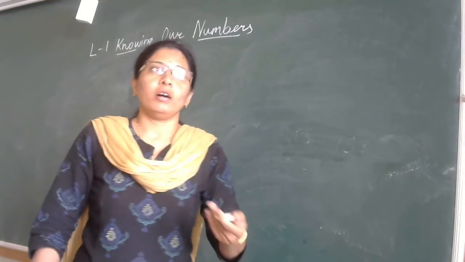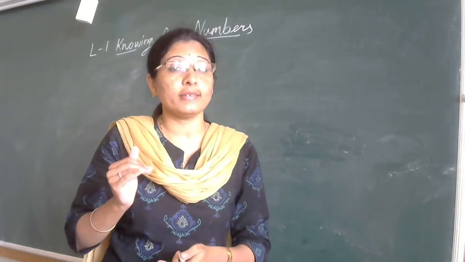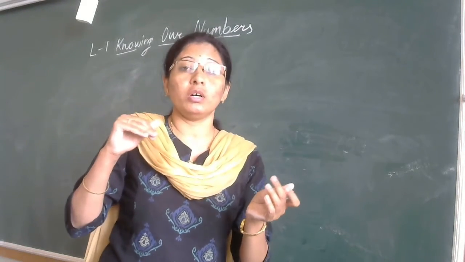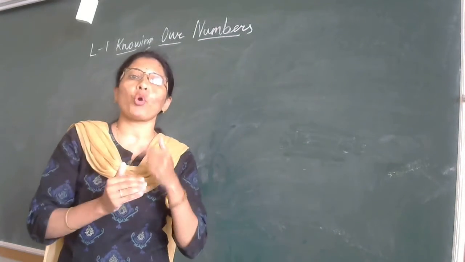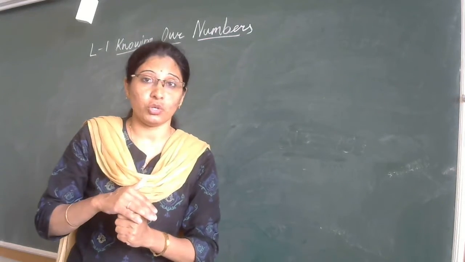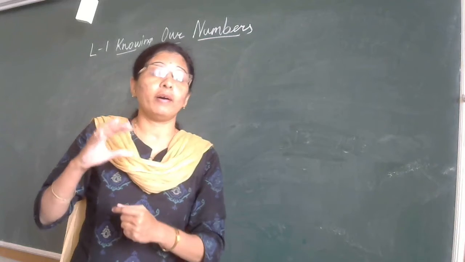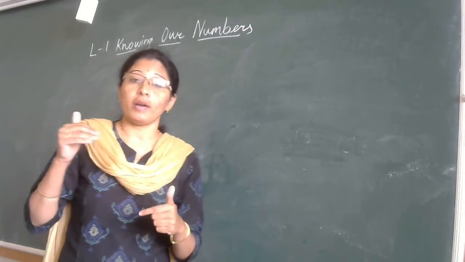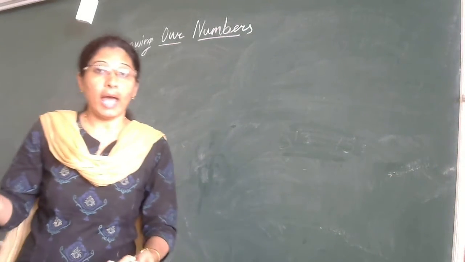Or for example, if they ask what is the total distance from your house to school, and you don't know the exact value, you will tell the approximate value. That approximate value is estimation. We do that estimation by rounding off numbers, rounding off to the nearest 10, 100, 1,000, 10,000, lakh.